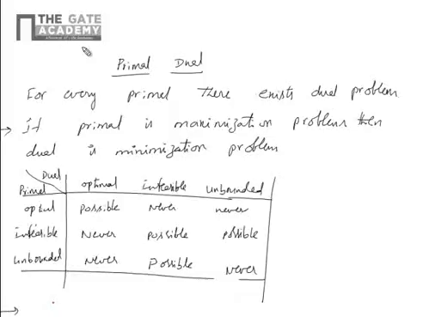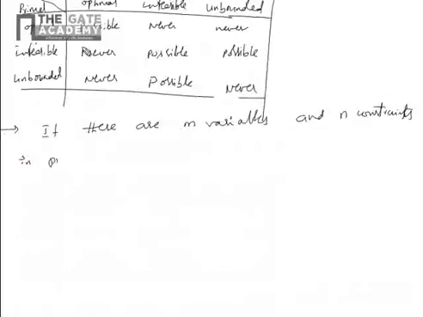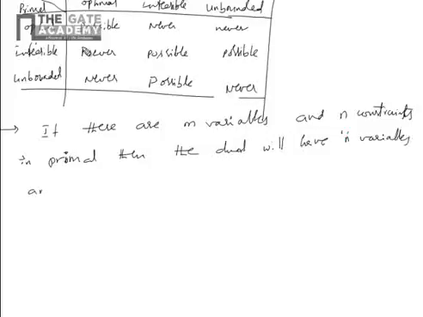If there are m variables and n constraints in the primal, then the dual will have n variables and m constraints.